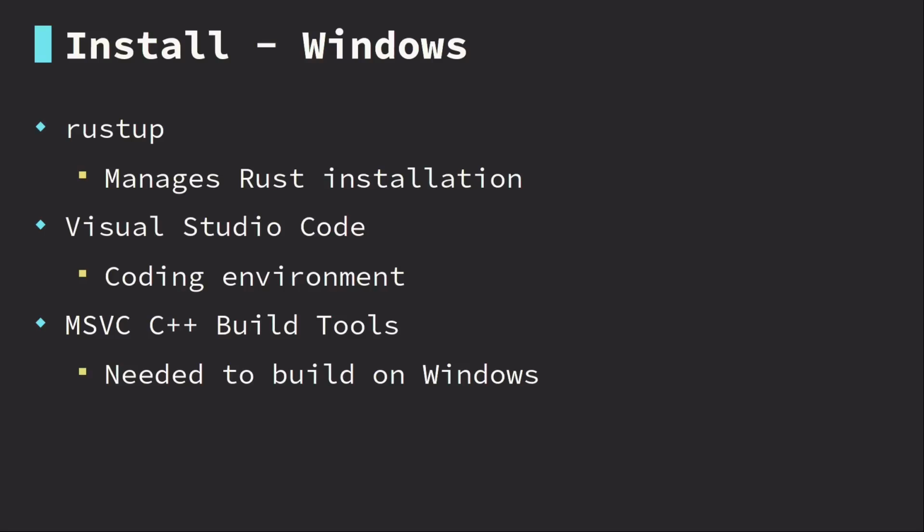RustUp is a tool that manages Rust installations. It will download and set up the Rust toolchain in order to work on your system. Visual Studio Code is a development environment that's compatible with the Rust programming language. And the MSVC C++ build tools are needed to build Rust programs on Windows.